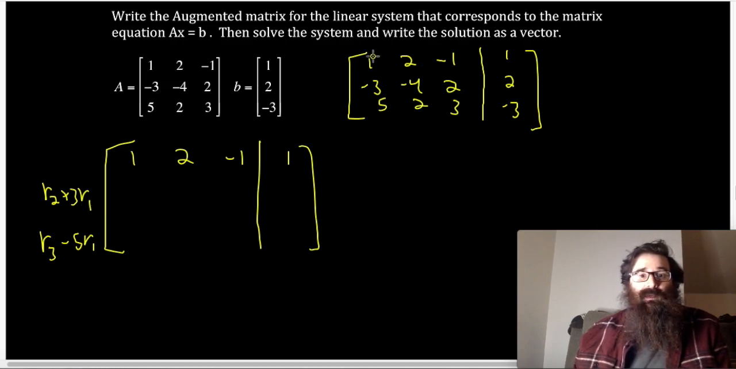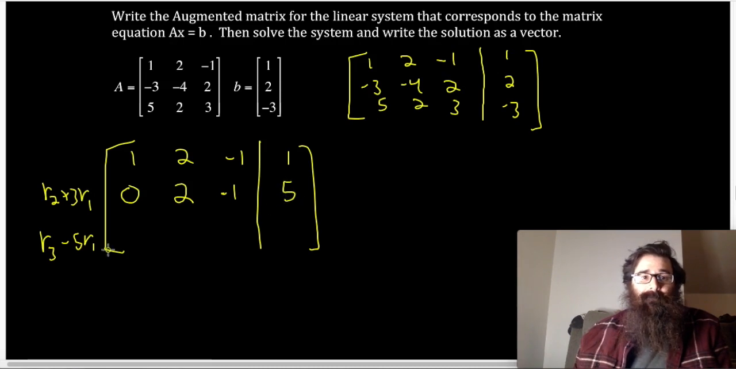So negative 3 plus 3 times 1 gives me that 0 that I wanted. Then I have to do the rest for the other elements, right? So negative 4 plus 3 times 2, negative 4 plus 6 is going to give me 2. And then 2 plus 3 times negative 1, that's 2 minus 3, is going to give me negative 1. And then 2 plus 3 times 1, so that's 2 plus 3, is going to give me 5.